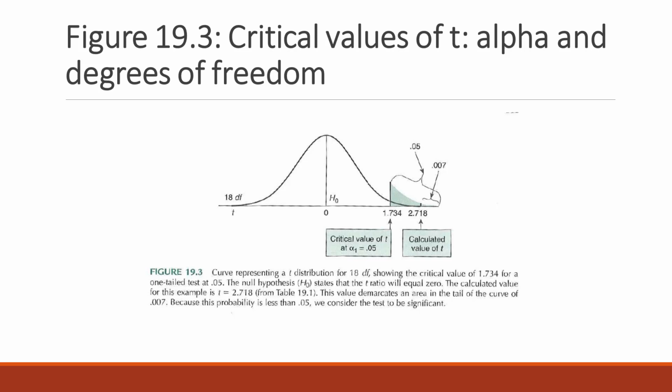The null hypothesis states that the difference between means will be 0 and therefore the t-ratio will also equal 0. The probability that the calculated t-ratio will be as large or larger than 1.734 is less than 5%. For a t-ratio to represent a significant difference, the absolute value of the calculated ratio must be greater than or equal to the critical value.